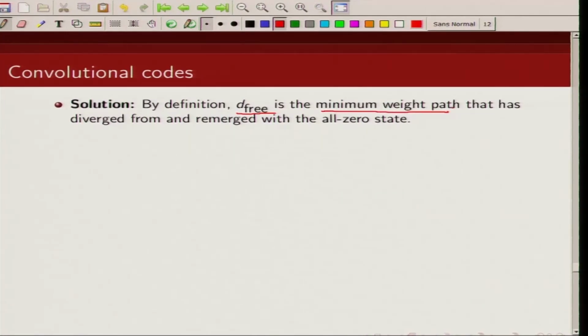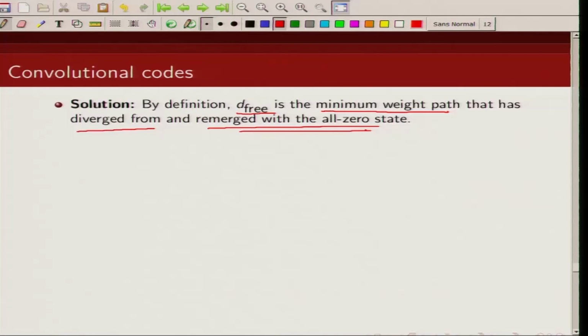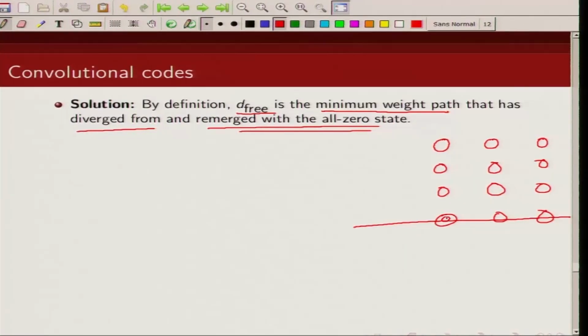It is the minimum weight path that has diverged from the all 0 state and merged back into the all 0 state. How do we find the minimum weight code word? If you have a convolutional code, without loss of generality, let us say we are transmitting the all 0 code word, then the minimum weight code word will be the minimum weight along all paths that go through a non-zero state. So, let us say you have some 4 state convolutional encoder, and this is your all 0 state.